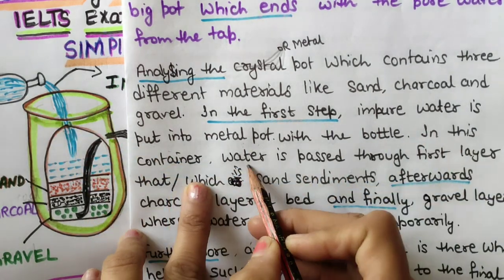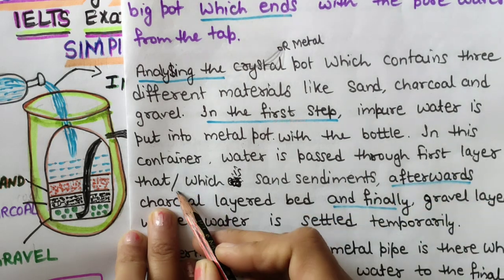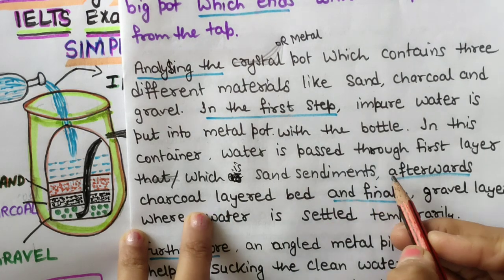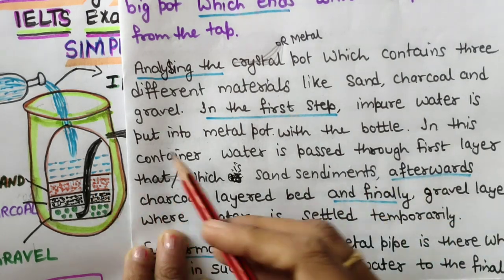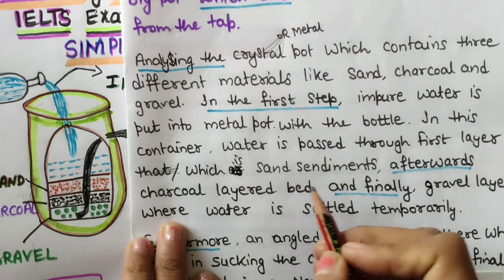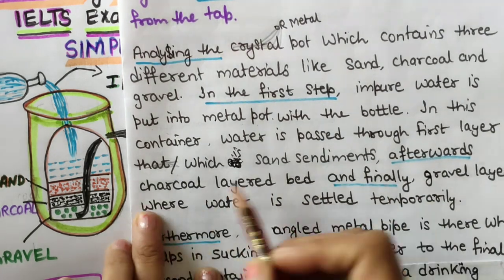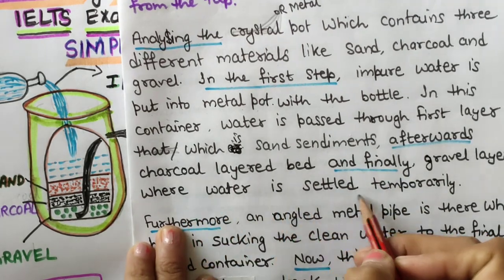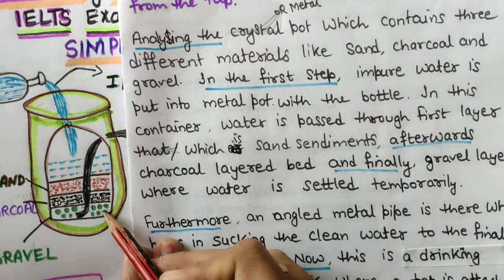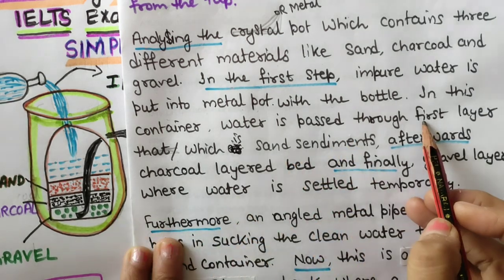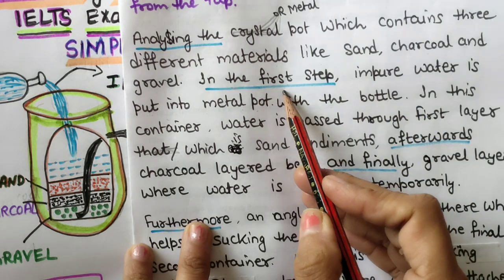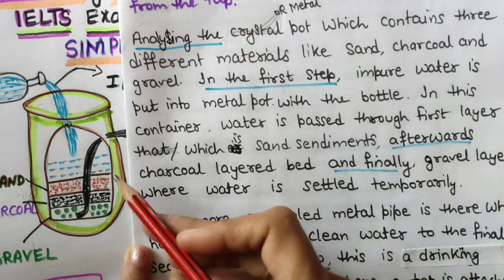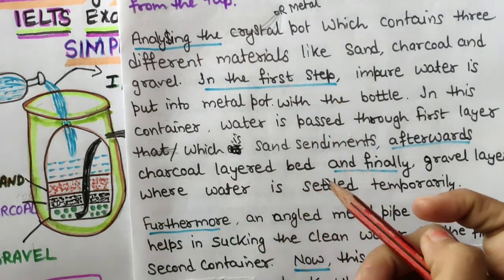In this container, water is passed through the first layer, which is sand, sediments. Afterwards the charcoal layered bed, and finally the gravel layer where water is settled temporarily. Okay, so this is final. So you can use in the first step, and then afterwards, and then finally. So for the three steps I have used these words. You can use other words also.